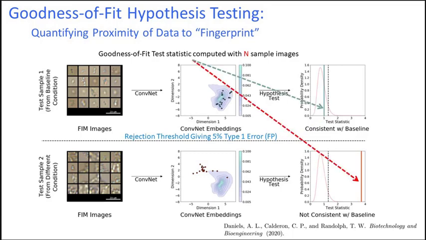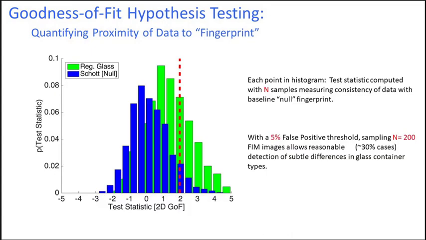The idea is you summarize this small collection of images with a single metric, which is a test statistic. There's a variety of ways of doing that. But the idea is that you can repeat the procedure over and over again. In the glass container closure study, we were looking at about 200 images at a time. When we sampled images 200 at a time, we'd evaluate the test statistic. We'd repeat that over and over again. And this is a histogram of test statistics that we get when we sample from the baseline condition, or the fingerprint, or the null.